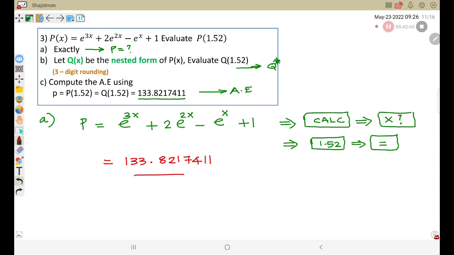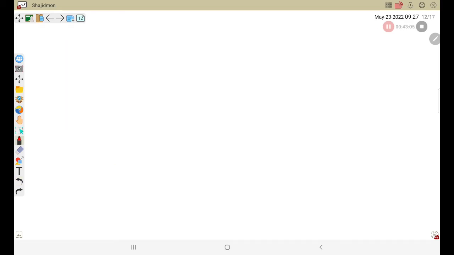133.8217411. This is the exact value. Okay. Now we will go to part B of the question. Part B means let capital Q of x be the nested form of P of x. Evaluate the Q value at 1.52. So nested method we need to evaluate.